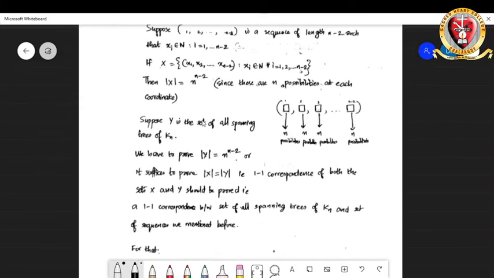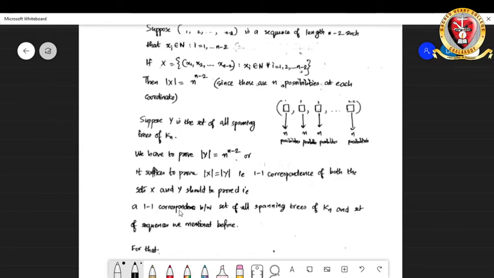Suppose Y is the set of all spanning trees of Kn. So we have to prove that the cardinality of Y is equal to n raised to n minus 2. That is our basic aim, because we have to show that the number of spanning trees of Kn is equal to n raised to n minus 2. So presently it suffices for us to prove that the cardinality of X and the cardinality of Y are the same. Instead of proving both cardinalities are the same, we have to just show that X and Y have a one-one correspondence with each other.